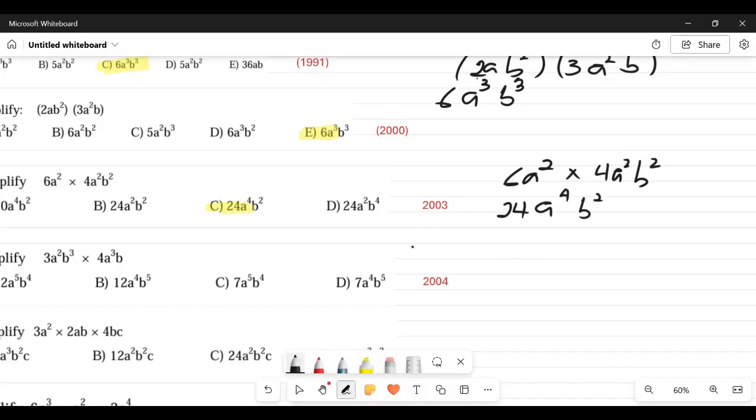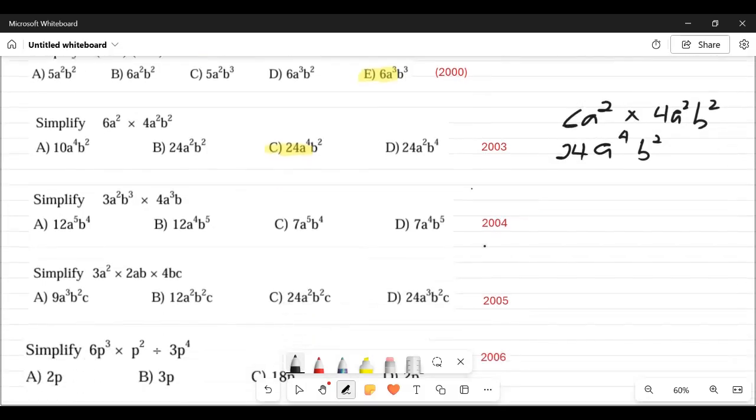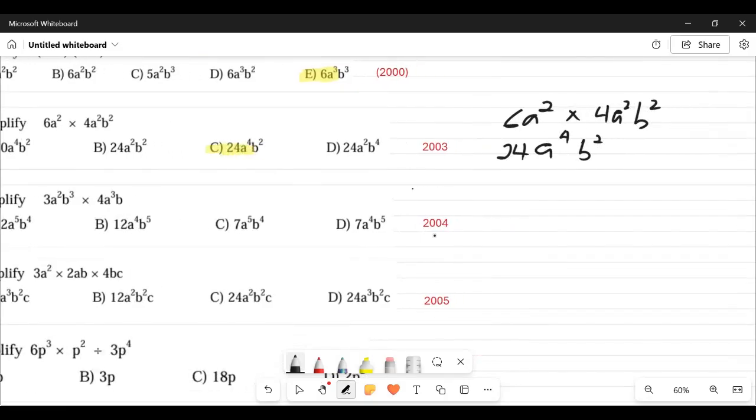All right, so let's move on to the next one, and that is the year 2004. The question is 3a squared b cubed times 4a cubed b. Very easy. We just multiply the 3 by 4 to get 12. And then a squared times a cubed is going to be a exponent 5. Remember to add the exponents. b cubed times b is going to be b exponent 4.